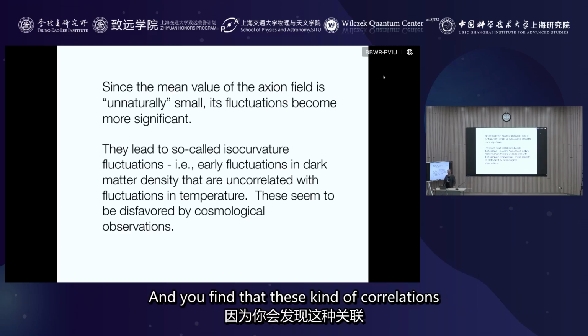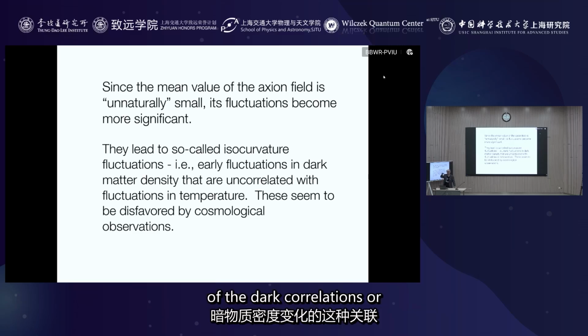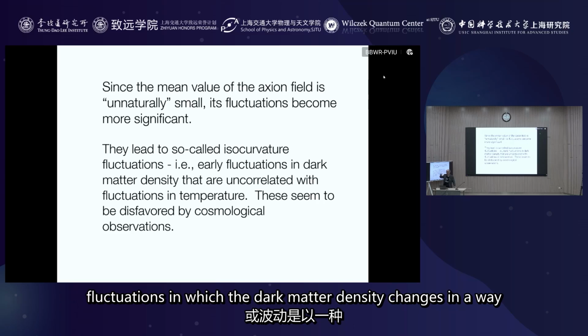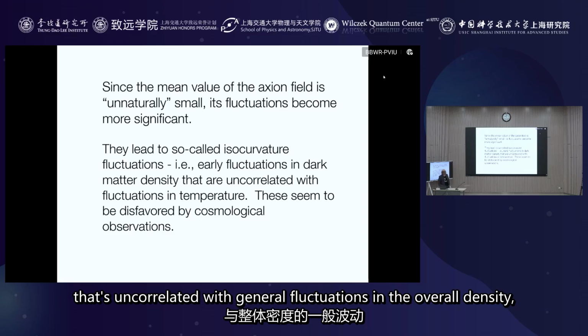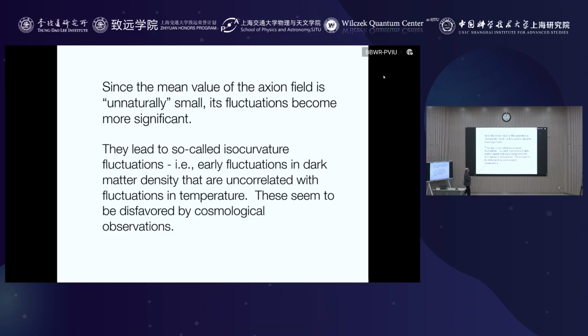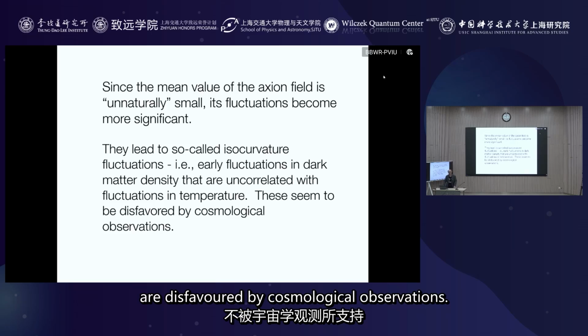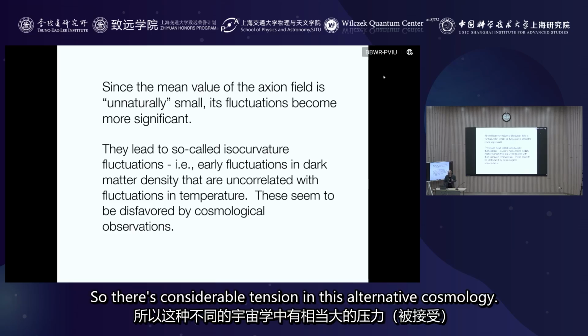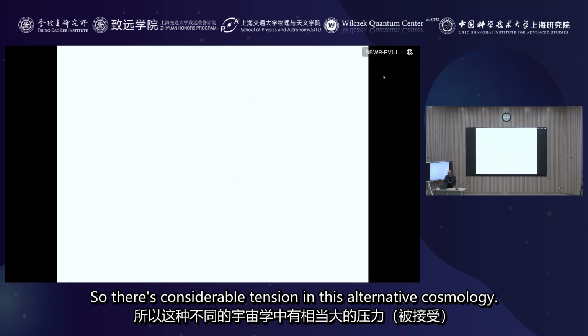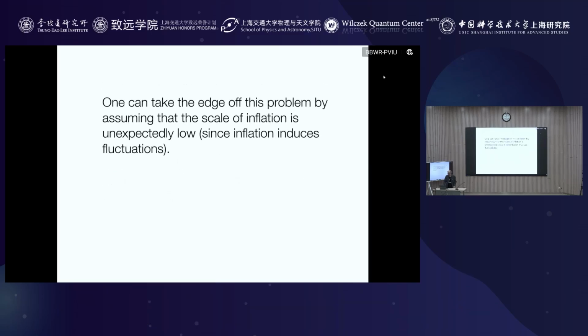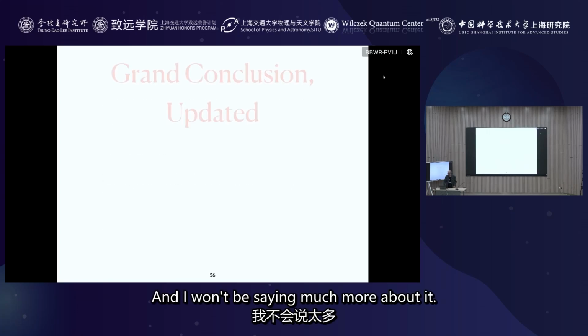And you find that these fluctuations, in which the dark matter density changes in a way that's uncorrelated with general fluctuations in the overall density and fluctuations in temperature, are so-called isocurvature fluctuations, and they are disfavored by cosmological observations. So there's considerable tension in this alternative cosmology. And I won't be saying much more about it.